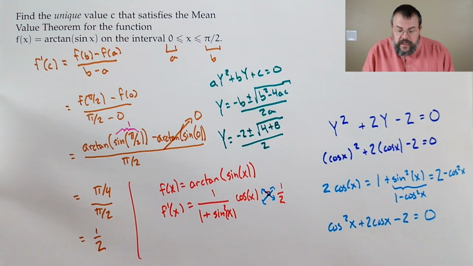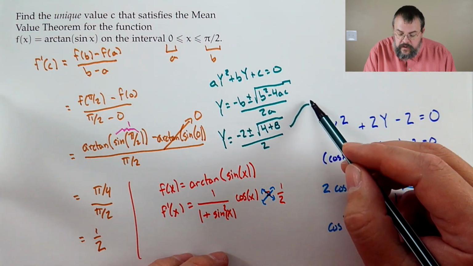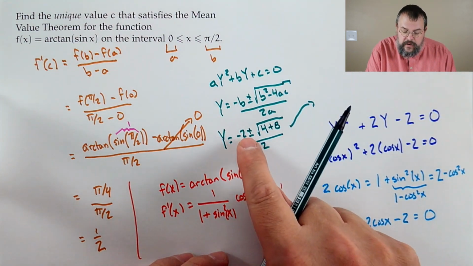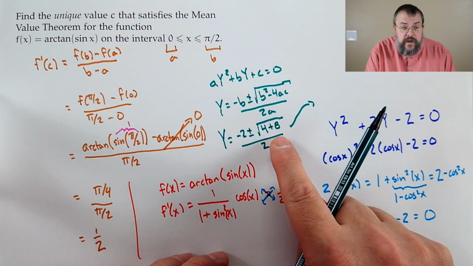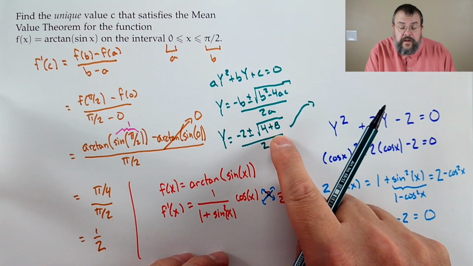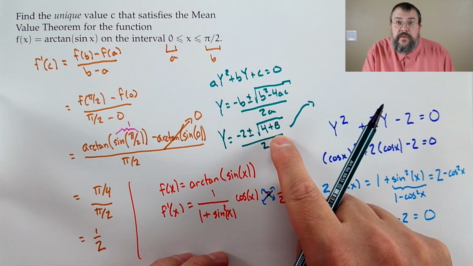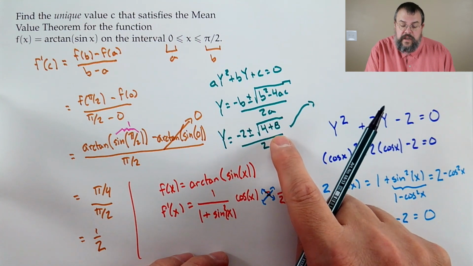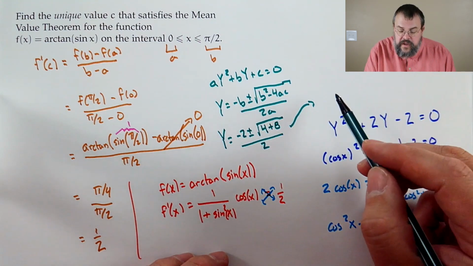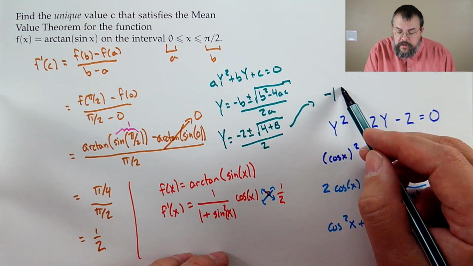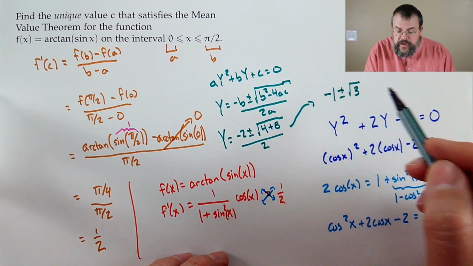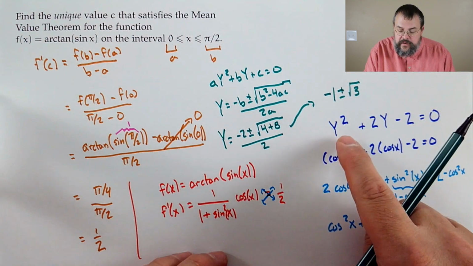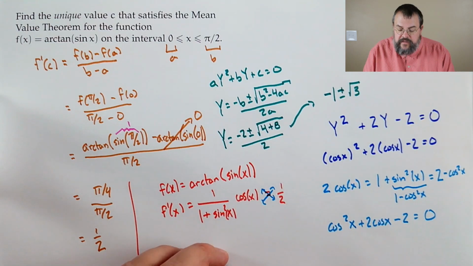Now, if you clean that up a little bit, you'll see the 2 can go into that 2, and the square root of 12, well, I can write that as 2 times the square root of 3. So that means there's another 2 that can cancel. So we get negative 1 plus or minus square root of 3. Okay, so that's the value for y. But remember, y is cosine of x.